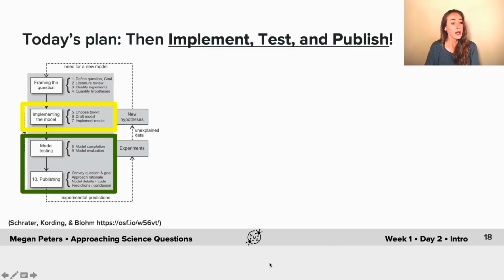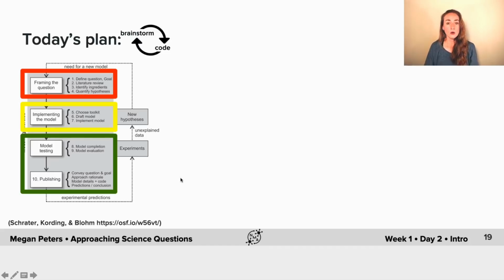Okay, so after the problem space is fully specified, then in the later tutorials of today, we're going to move on to discussing how we would implement the model, test the model, and then eventually make a narrative story and publish the model. So today's plan is really going to walk you through this whole process with that cute little toy example of the motion illusion. And you're going to have a lot of iterative brainstorming and coding, brainstorm, code, that kind of thing.